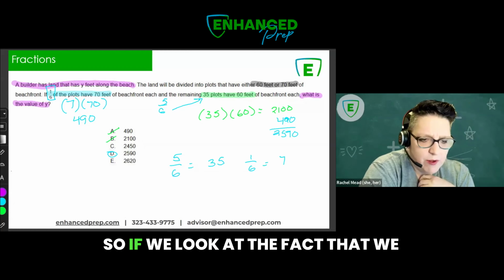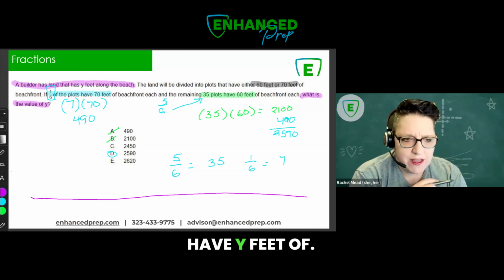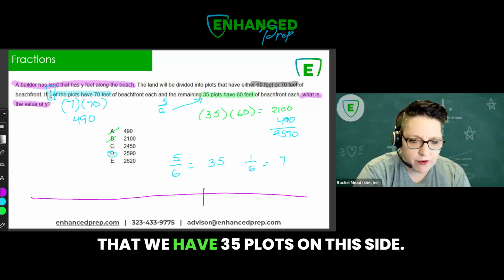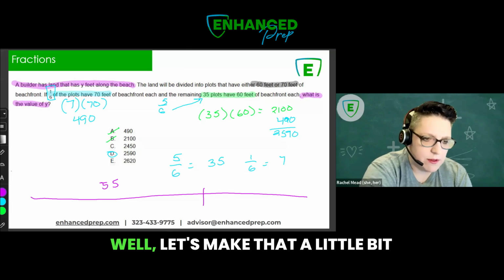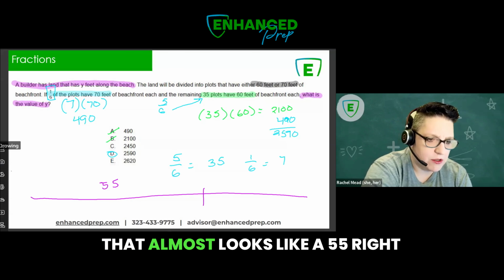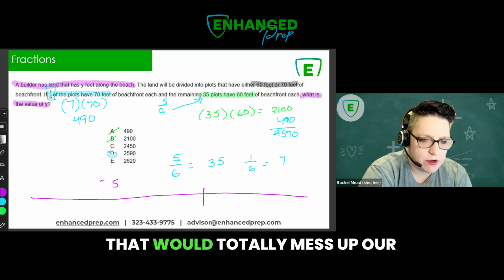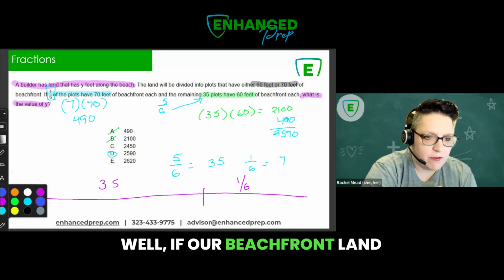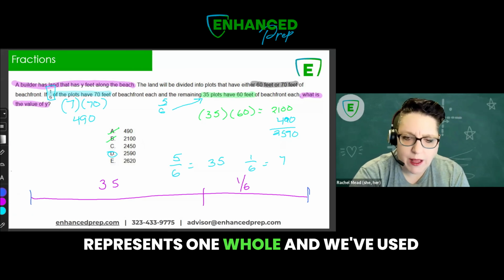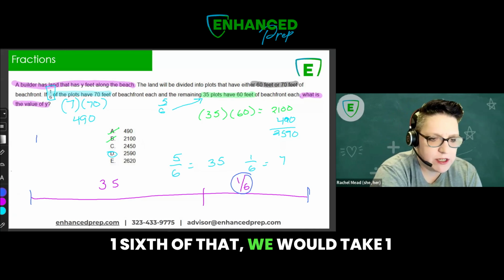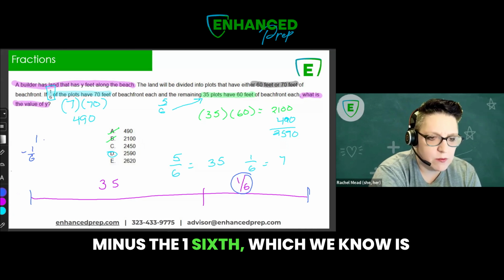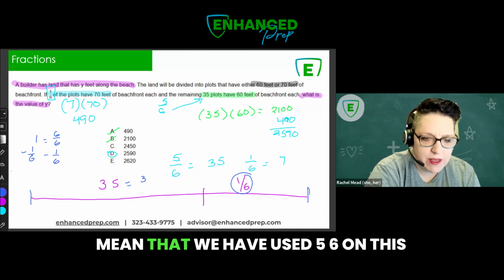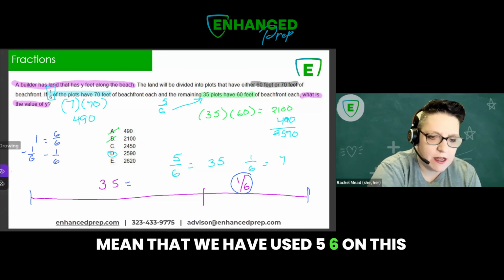So if we look at the fact that we have y feet of land along the beach, and we know that we have 35 plots on this side. Well, let's make that a little bit neater for you. That almost looks like a 55 right now, and that would totally mess up our math. And we have 1/6 on this side. Well, if our beachfront land represents one whole, and we've used 1/6 of that, we would take 1 minus the 1/6, which we know is 6/6, minus 1/6. That's going to mean that we have used 5/6 on this side.